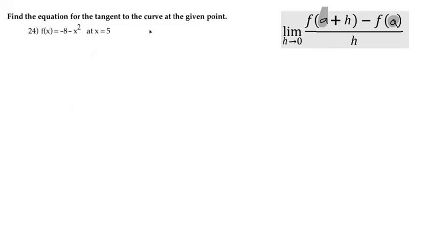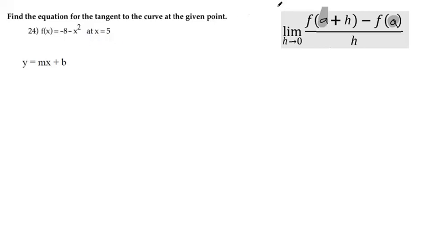Look, they want us to find the equation for the tangent, so they want y equals mx plus b. That's our bottom line. We want the equation of a line, and it's the line that's tangent at x equals 5. So we need to know what's the slope at x equals 5.